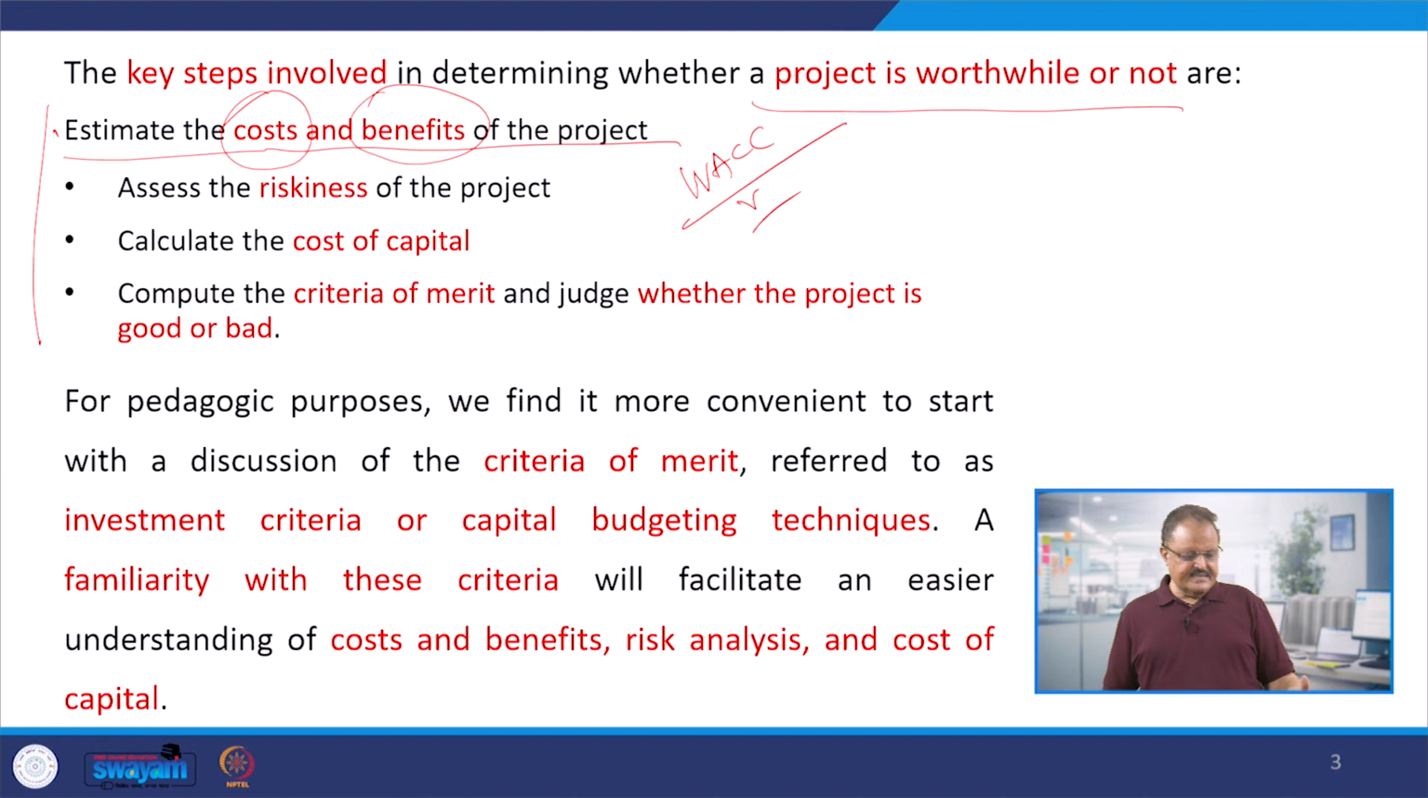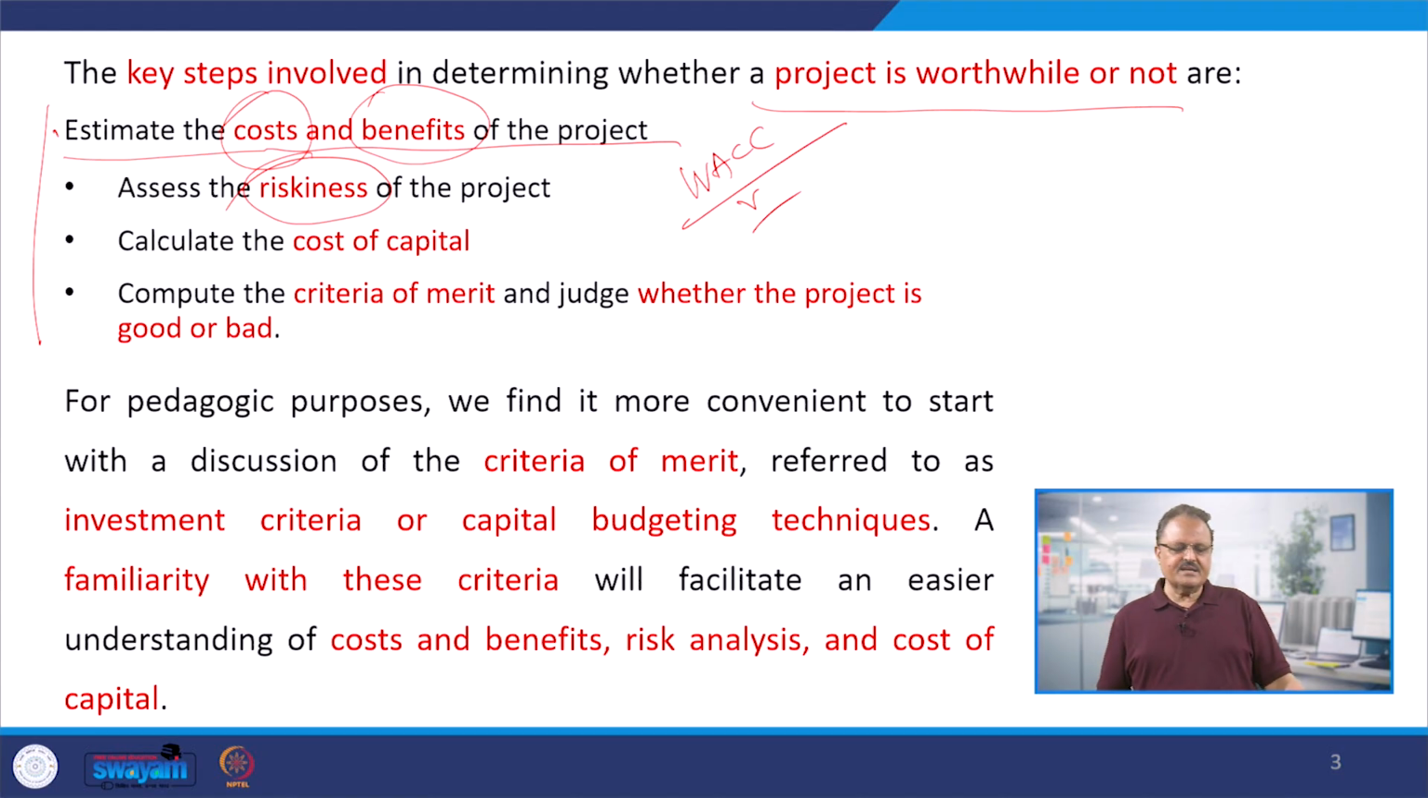Second thing is to assess the riskiness of the project. This is another important consideration, riskiness of the project. And one thing more here: for assessing the cost and benefits, we can use the capital budgeting criteria also. Cost means the left hand side of the equation, the model, which talks about the sum total of the cash outflows, and benefits means the right hand side, which talks about the cash inflows.